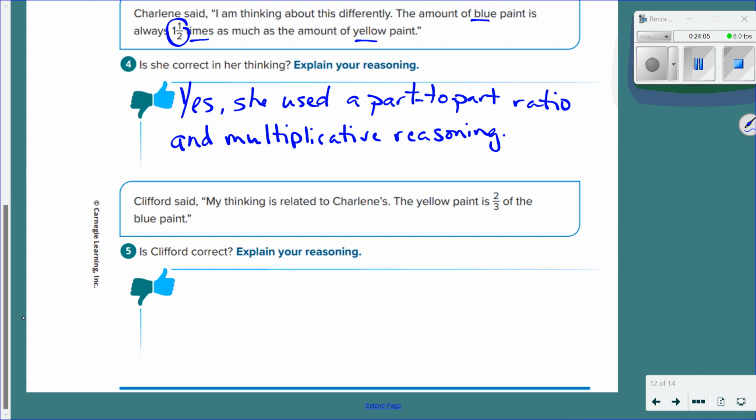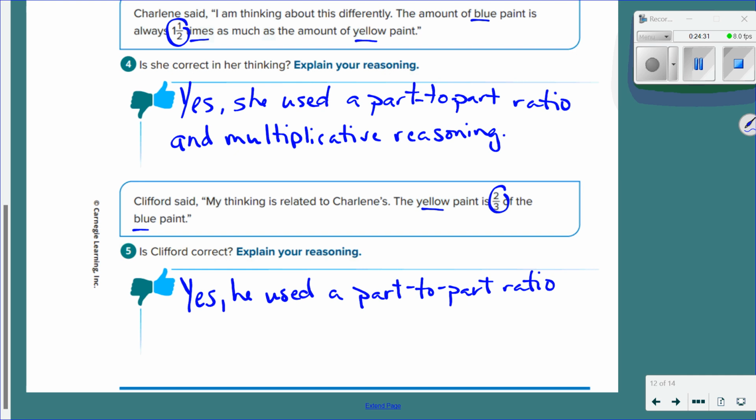And our last one. His is related. It's yellow is 2/3 of the blue. Is that correct? Yes, it's another part to part, guys. Yes, he used a part to part ratio and multiplicative reasoning.